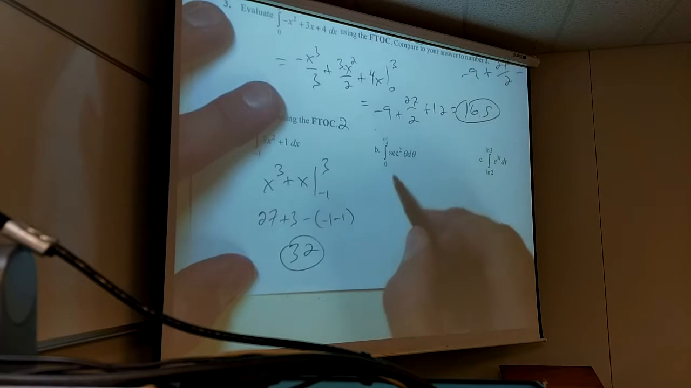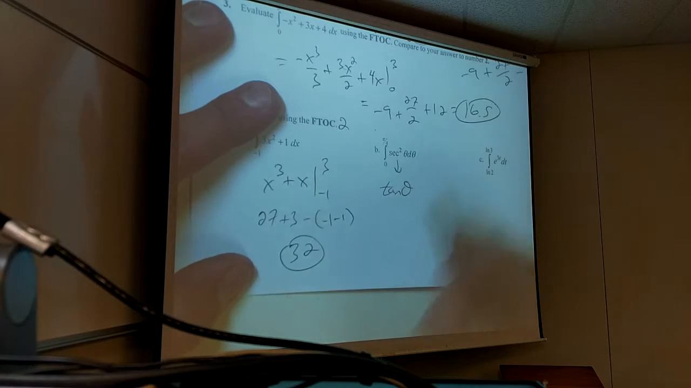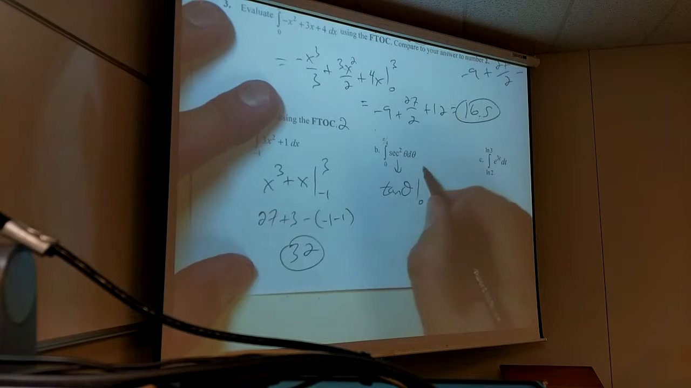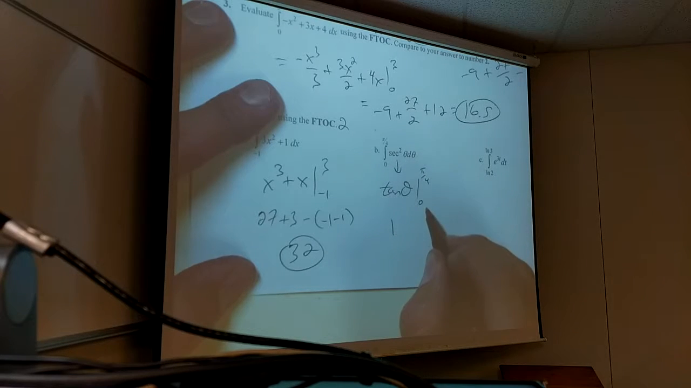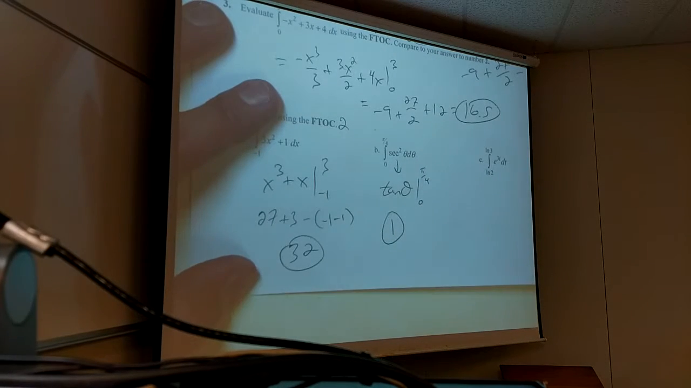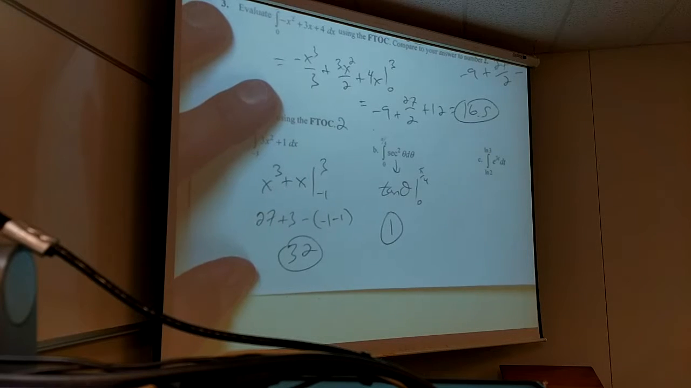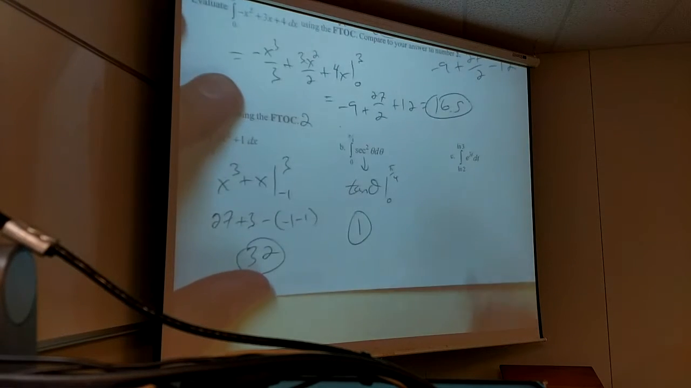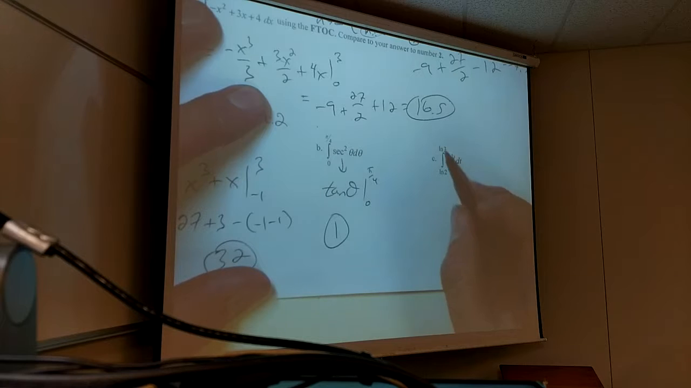What does this become? Tangent. I love it. Because you have to think backwards. What do I think the derivative of to get this? And now I have to go from 0 to pi over 4. What's tangent of pi over 4? 1. What's tangent of 0? 0. Sweet.